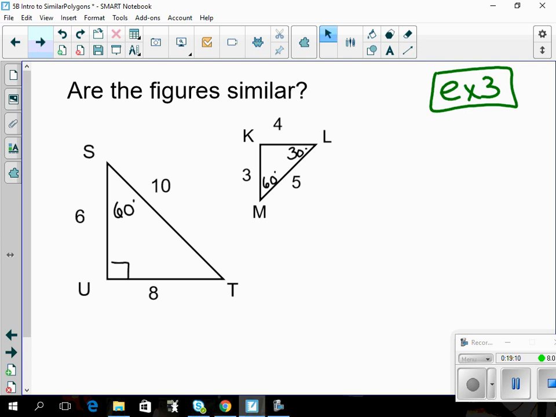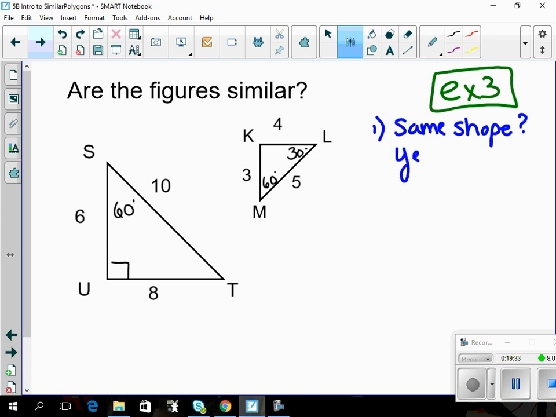First part was they had to have the same shape. Do these two figures have the same shape? Yeah, they're both triangles. So that's the first start. So we're going to go through our 3-part definition. So we have one, same shape. And we're going to say, yes, they're triangles.